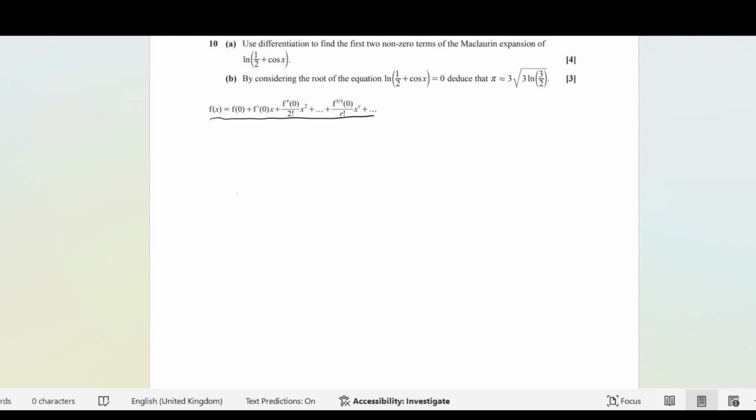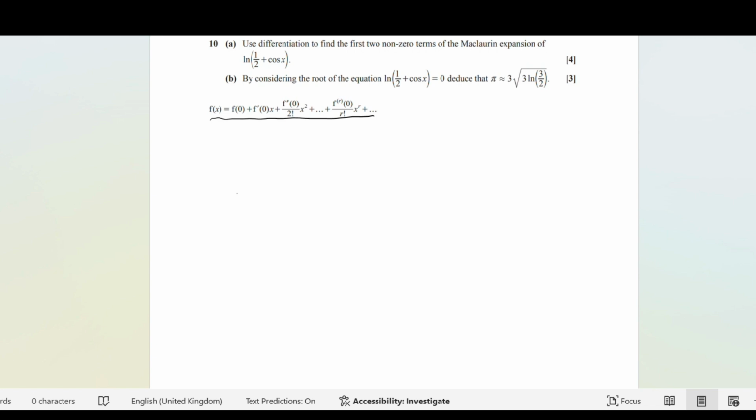So part A, use differentiation to find the first two non-zero terms of the Maclaurin expansion of ln(1/2 + cos x). So straight away it says non-zero terms, so you know that maybe f(0) might be a value of 0, and f'(0) might have an actual value, so you might need to do more than just the first two terms. The way we do Maclaurin series, we have f(x) equals f(0) plus f'(0)x plus f''(0)x² over 2 factorial and so on and so forth.